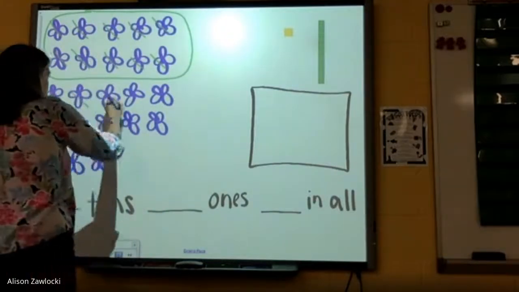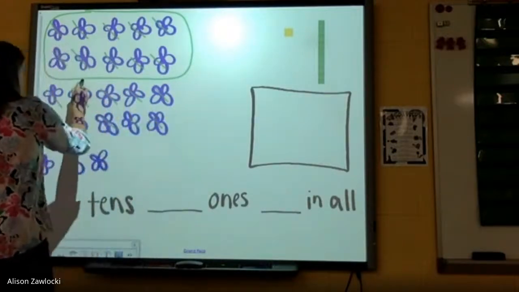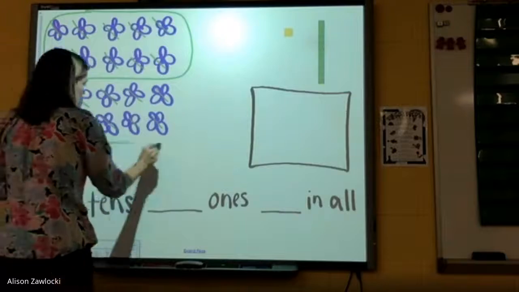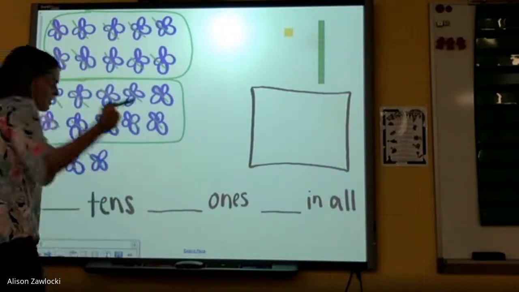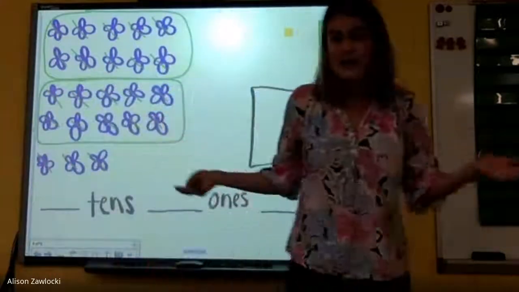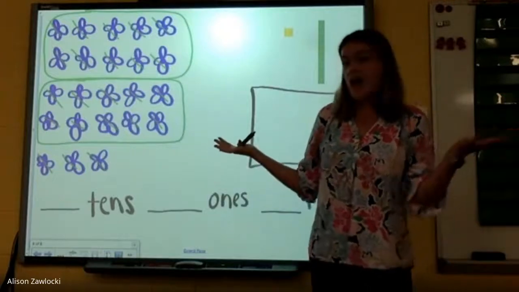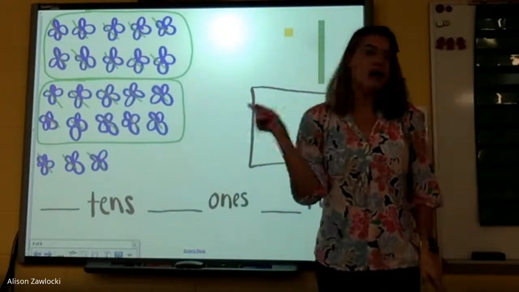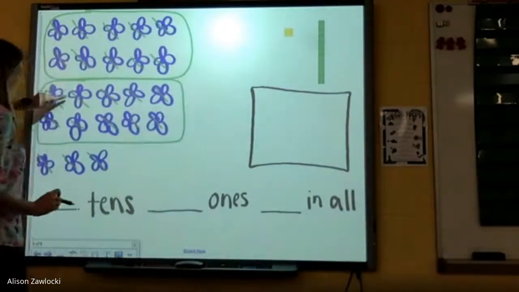1, 2, 3, 4, 5, 6, 7, 8, 9, 10. Oh, there's another group of 10. And then 1, 2, 3. Oh, I didn't get all the way up to 10. So I can't circle that group. Those are my extras. If I don't have 10 objects, I can't circle it. That's my rule. So now we're going to count, how many groups of 10 do we have?